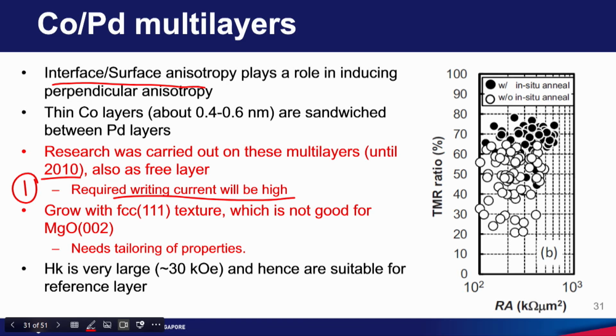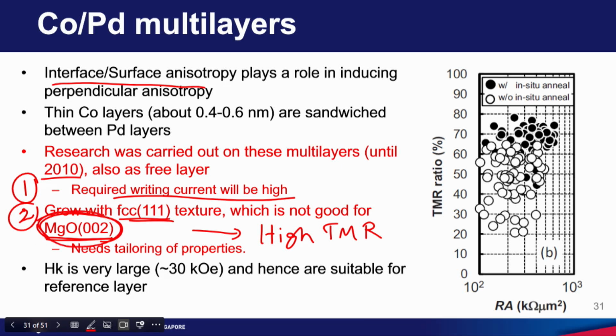The second problem is that these materials grow with FCC 111 texture, which is not good for magnesium oxide 002. Okay, so tomorrow you will learn that this kind of texture is good for achieving high TMR. So if the materials you grow for MRAM disturb this crystalline formation, then your TMR will be sacrificed. Okay, so this is second problem.